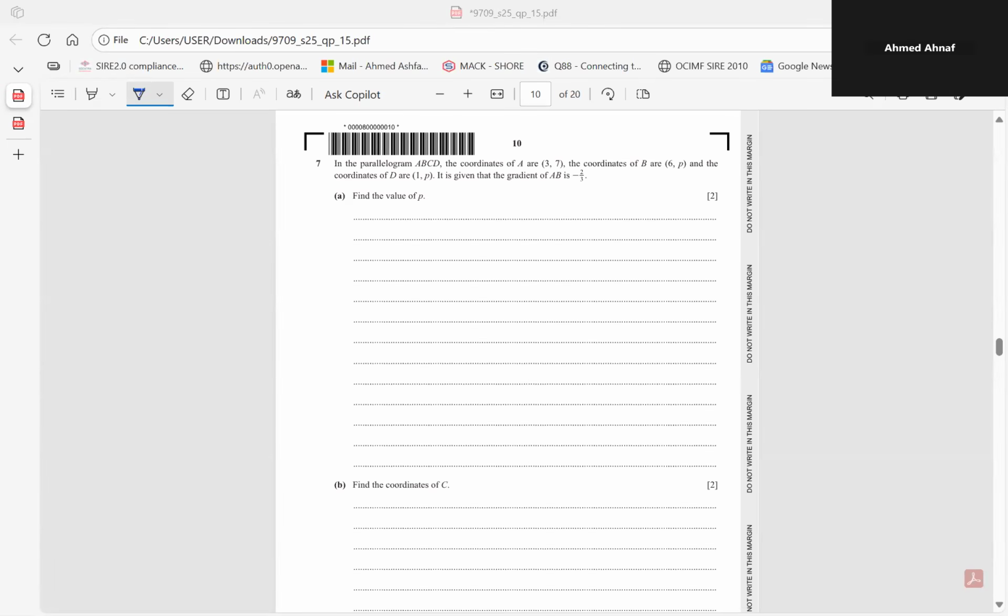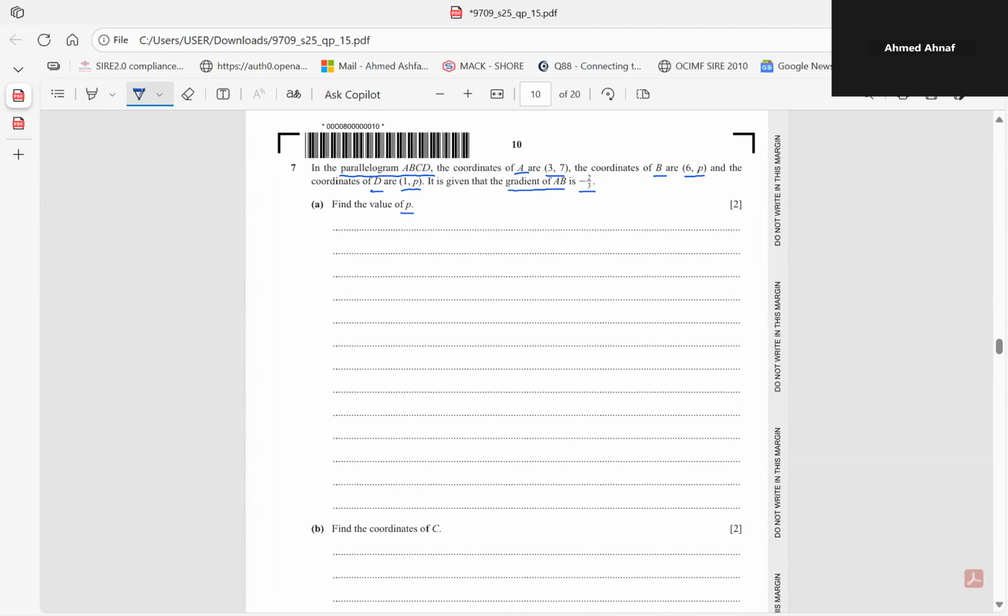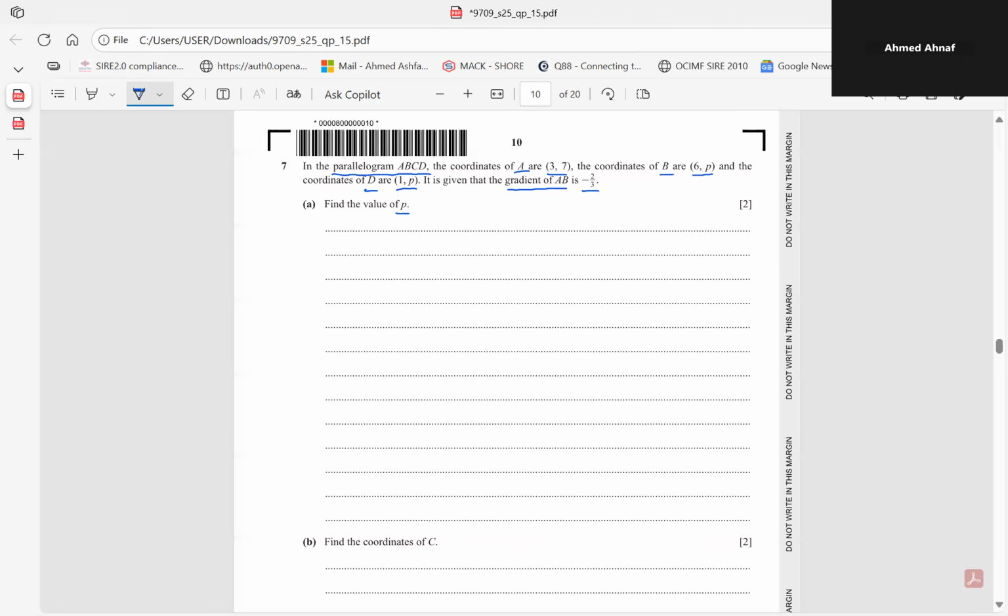Okay, so in this question, we're told that in the parallelogram ABCD, the coordinates of A are (3, 7), B is (6, p), and D is (1, p). And it is also given that the gradient of AB is minus 2/3. And for the first part, we have to find the value of p. Okay, so to do that, let's first find the gradient of AB in terms of p.